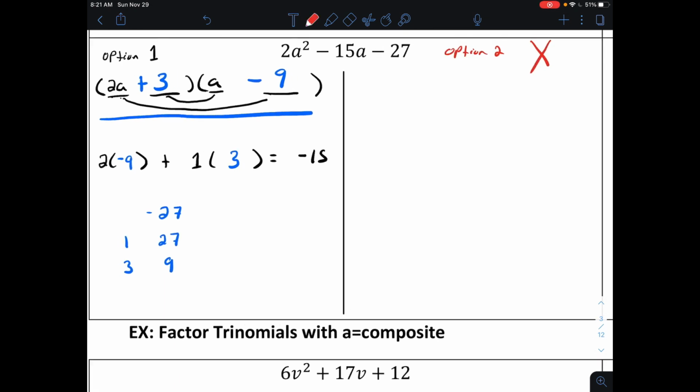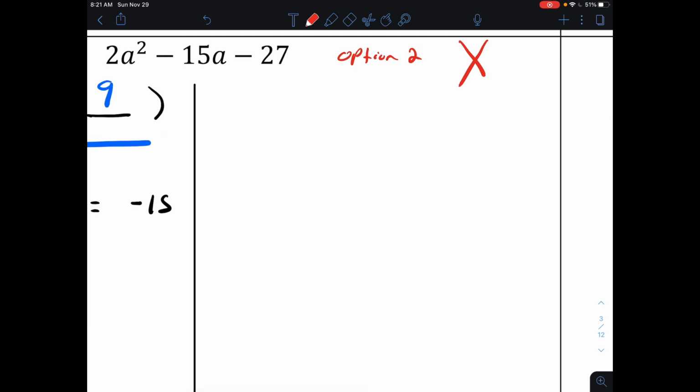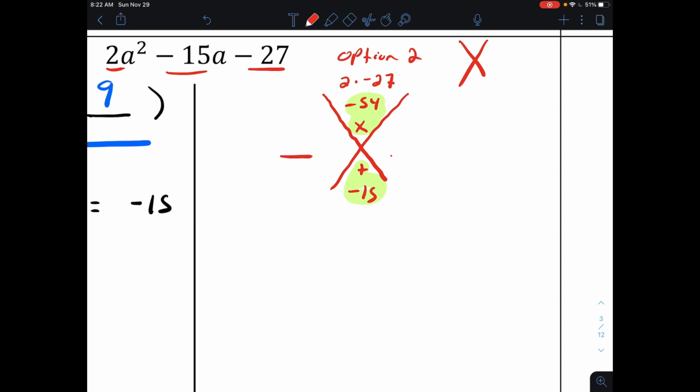All right, option 2 is to use that x method. The x method here has a couple of tricky parts that you have to remember if you're doing that. The number on top is what you have to multiply to. My product is going to be the product of the first and the last number. So 2 times negative 27, which is going to be negative 54. So I need numbers that multiply together to make negative 54, and add to make our number in the middle, negative 15. And so I'm trying to find my numbers based on that information.